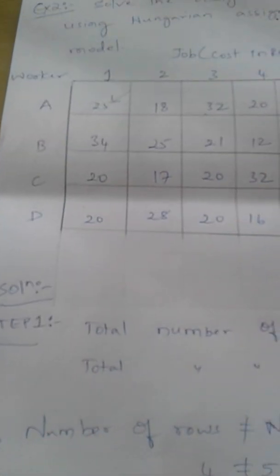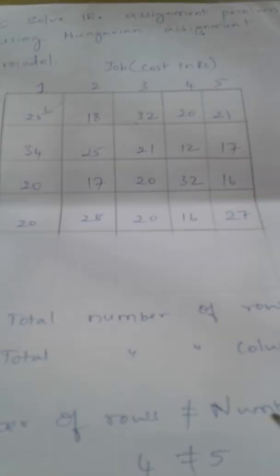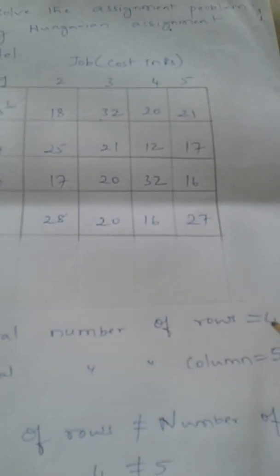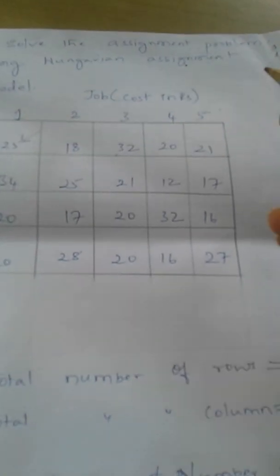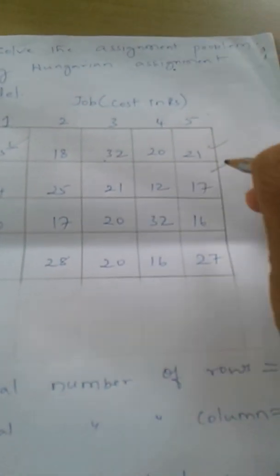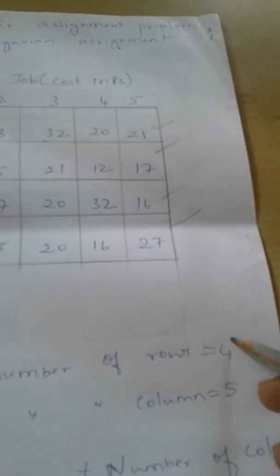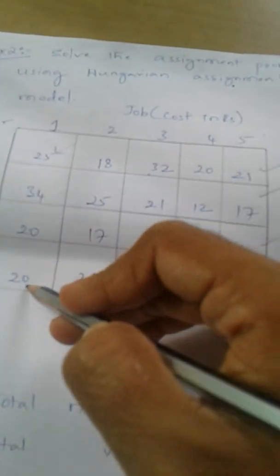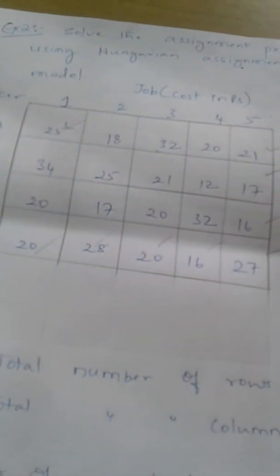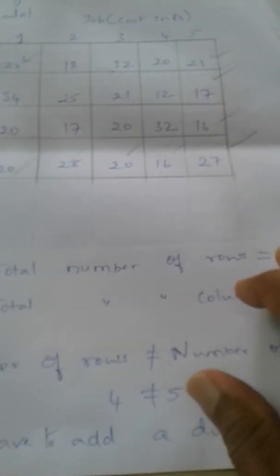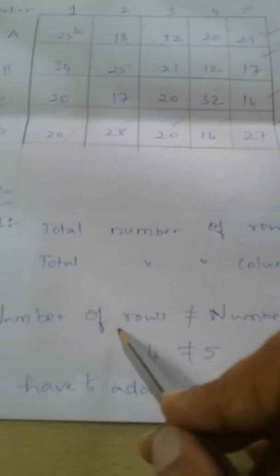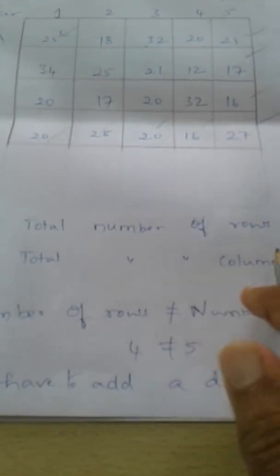The first and foremost step is always to determine the total number of rows and total number of columns in this particular problem. Total number of rows, if you have to see, 1, 2, 3, and 4, so that is equal to 4, and total number of columns is 1, 2, 3, 4, 5. So 5. So the problem is not balanced. Total number of rows and total number of columns are not equal.